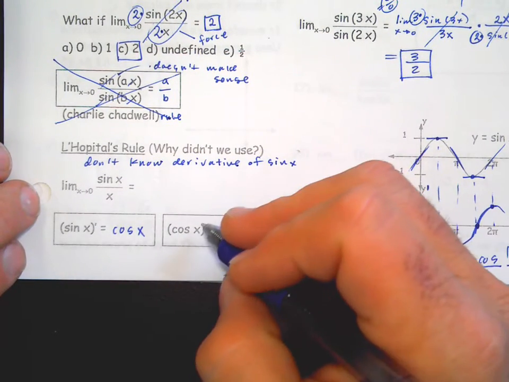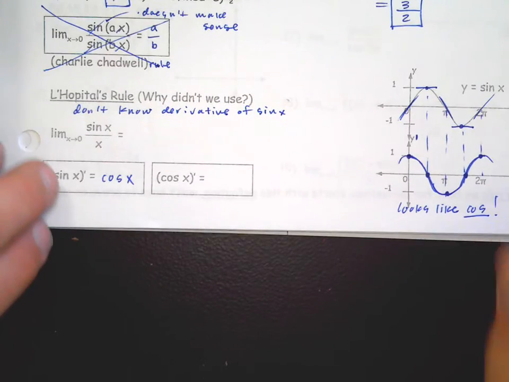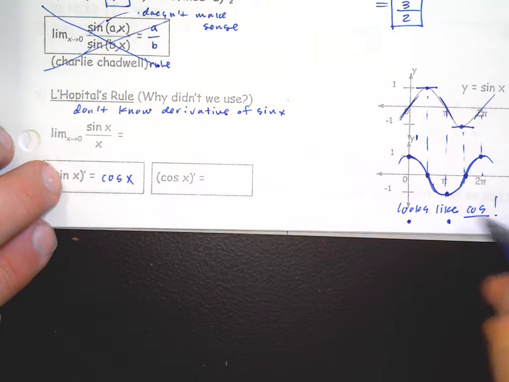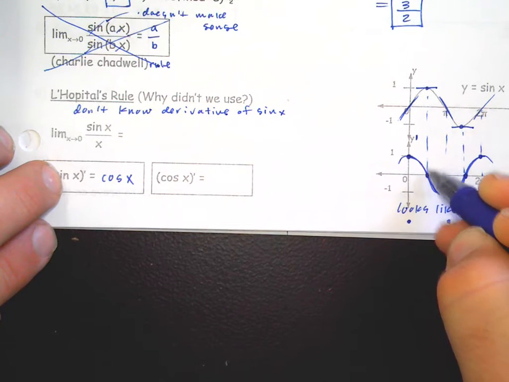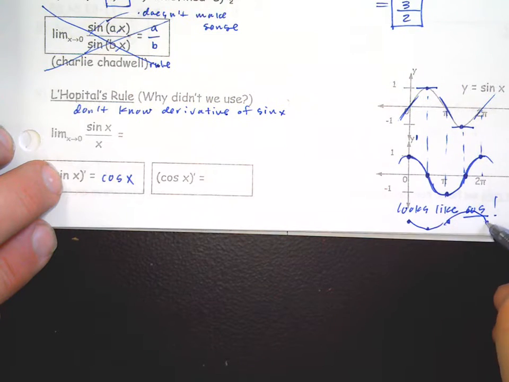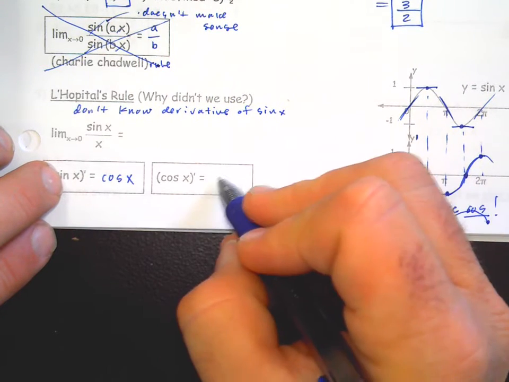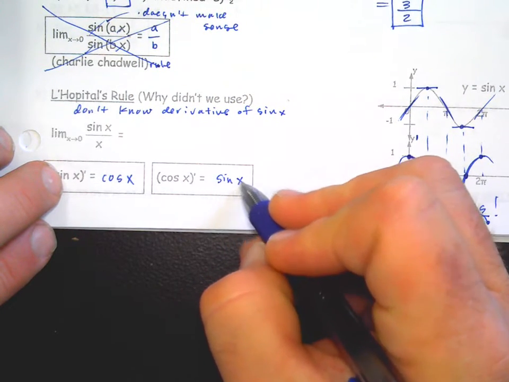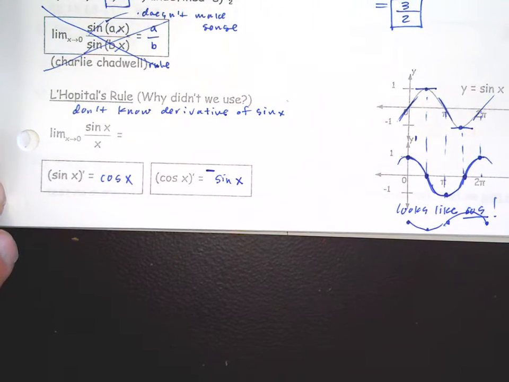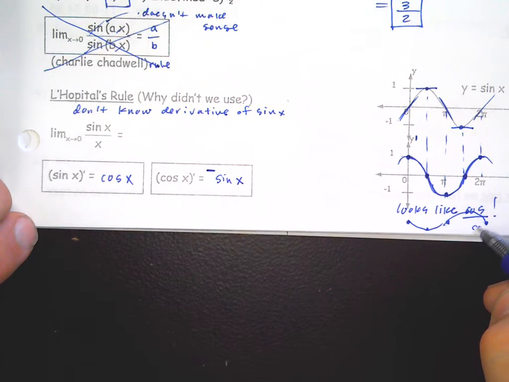And the derivative of cosine, if we were to do it again, it would have zero slope here, here, and here. But then this would have a negative 1 slope, so it'd be down here, and then that would be a positive 1 slope. So the derivative of cosine looks like the sine curve, but upside down. It's going to be negative sine. Derivative of cosine is going to be negative sine.